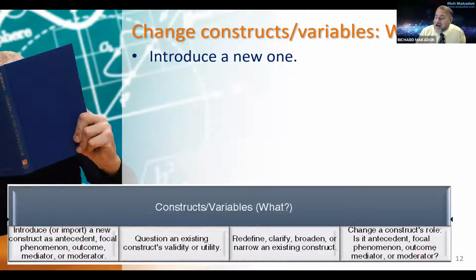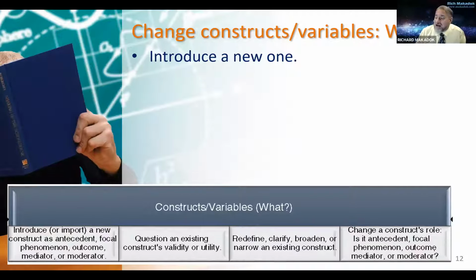Okay, and then another way to contribute to theory based on changing the constructs or variables is to simply change the role that a construct or variable plays in the theory, right? Because each conceptual construct or variable in the theory plays a particular role. It may be the focal phenomenon of interest that you're trying to explain, or the variable may be an antecedent that explains the focal phenomenon of interest, or it may be a consequence of the phenomenon of interest, or it may be a moderator or a mediator, right? So there are all those different possible roles that a construct or a variable can play in a theory. And so one could make a contribution to theory by simply switching the variable from one role to another.